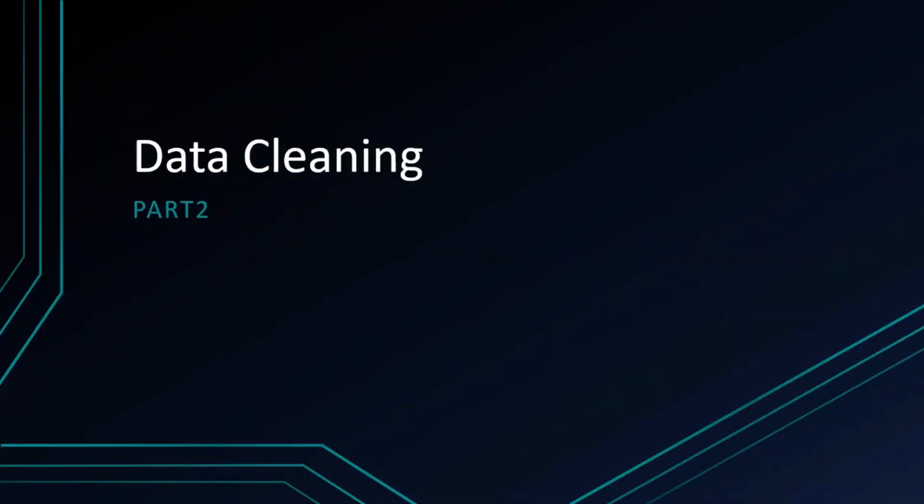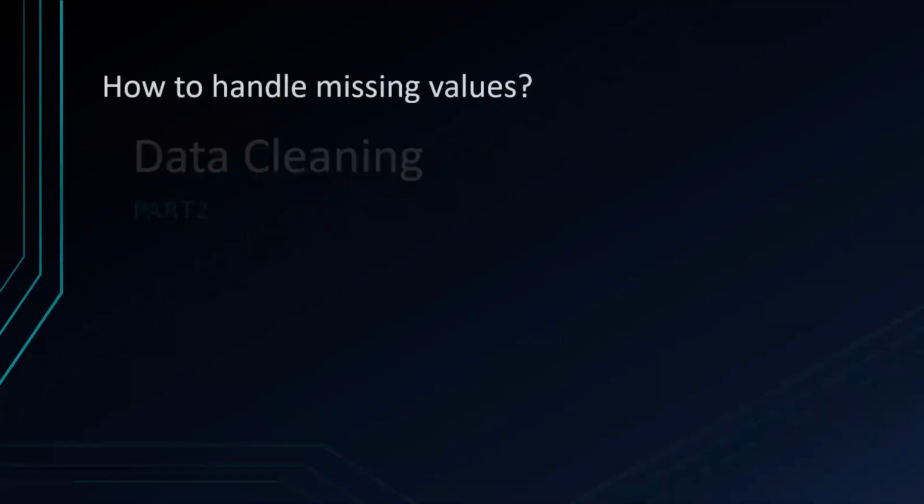Welcome everyone to part 2 of data cleaning outline. In this video, we will see how to handle missing values. There are two methods. The first one is drop. In this method, we drop all of the missing values, but it's not a good approach in general. We drop the missing values when we have a low percentage of missing values in the whole dataset.